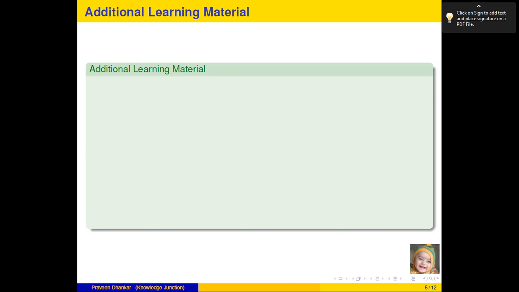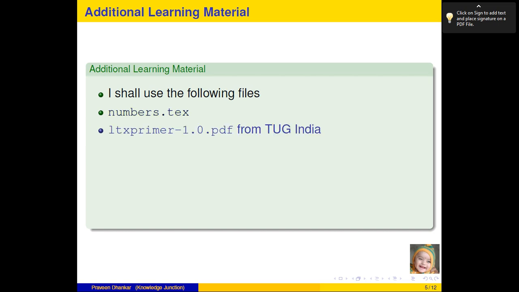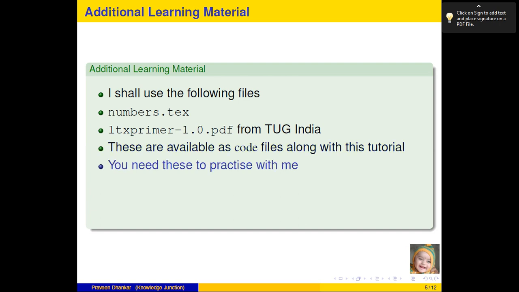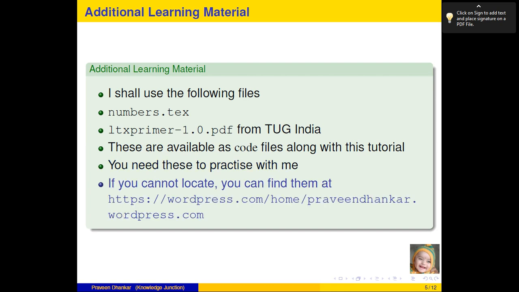I shall use the following files for this tutorial: numbers.txt and the TeX primer 1.0 PDF from TUG. These are available as code files along with this tutorial. So you need these to practice with me. If you cannot locate them, you can find them on this website.